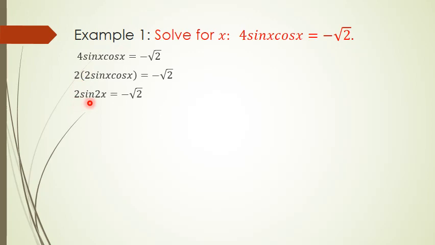So we have 2 sine 2x equal to minus the square root of 2. And dividing both sides by 2, we obtain sine 2x equal to minus the square root of 2 all over 2. Next we find the reference angle from our calculator. Remember, when you are finding the reference angle, you ignore the minus sign. So the reference angle is sine inverse of square root of 2 over 2, which gives us 45 degrees.